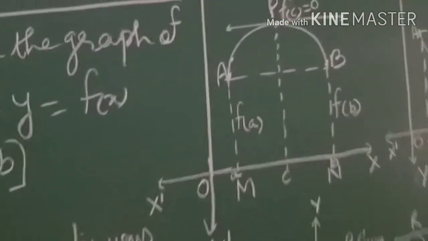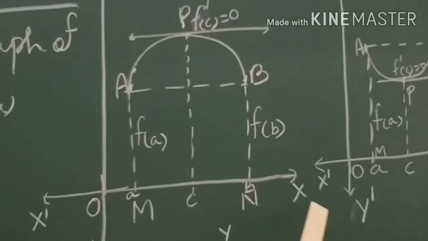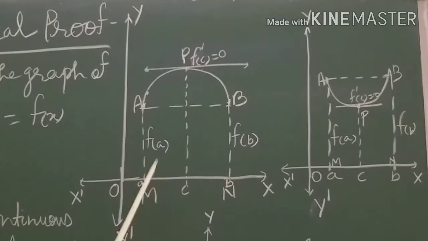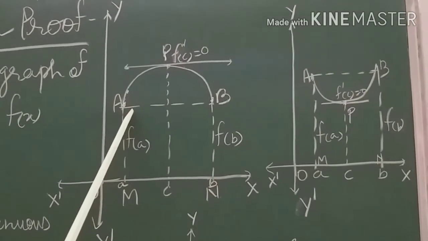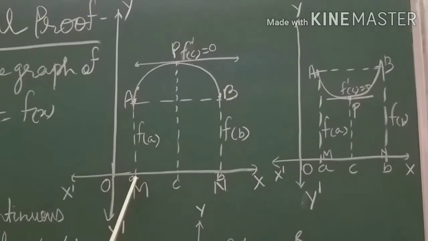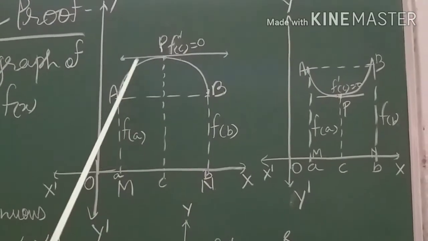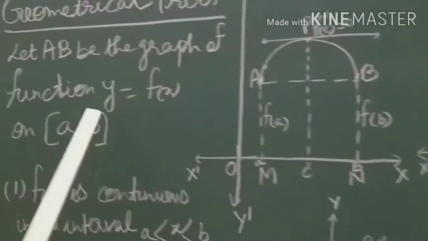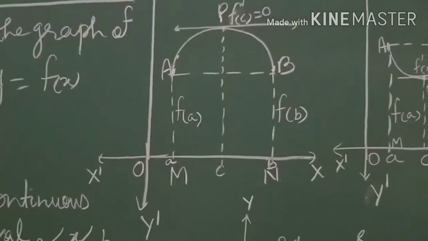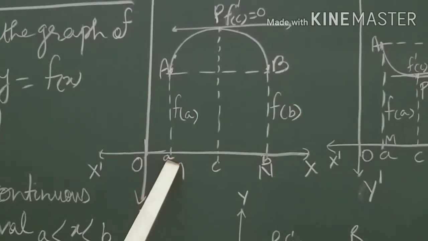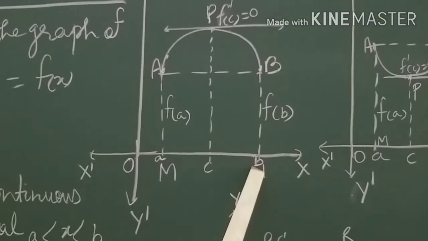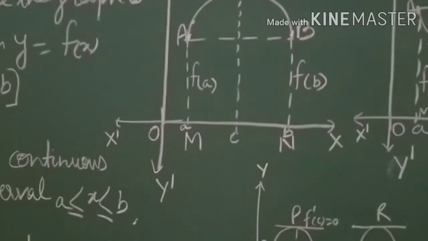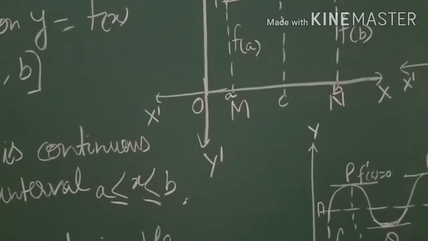So students, you can see this is the x-axis and this is the y-axis. There is a function f(x) defined on [a, b]. This curve is the function y equals f(x). This is value a and this is value b. So let us check all the conditions one by one.